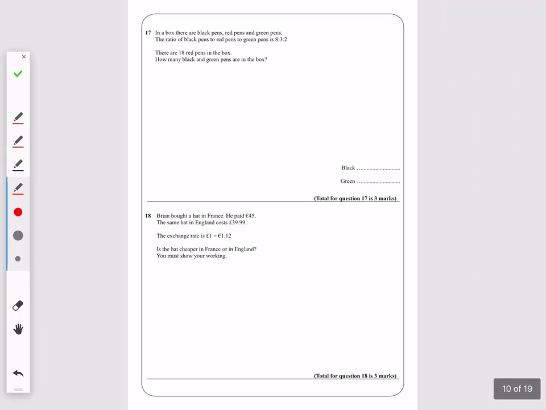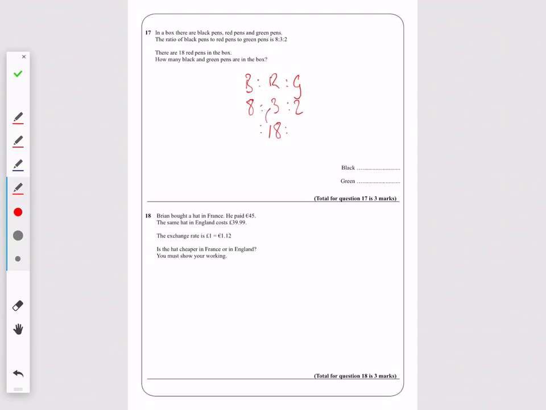Question 17. It says, in a box there are black pens, red pens and green pens in the ratio 8 to 3 to 2, and there are 18 red pens. Work out how many black and greens there are. So black to red to green is 8 to 3 to 2, and it tells us there are 18 red pens. So I can put the 18 in there.